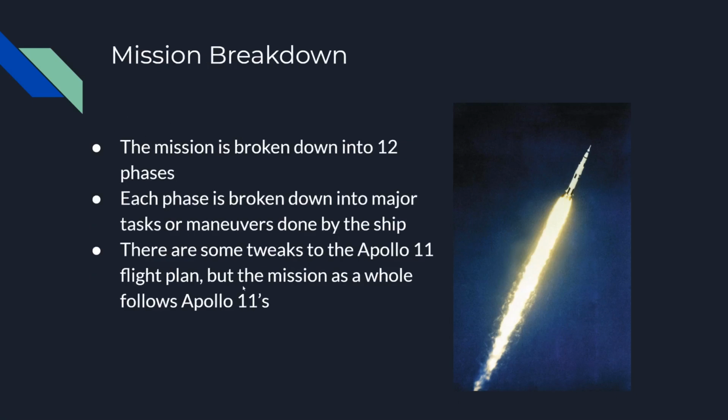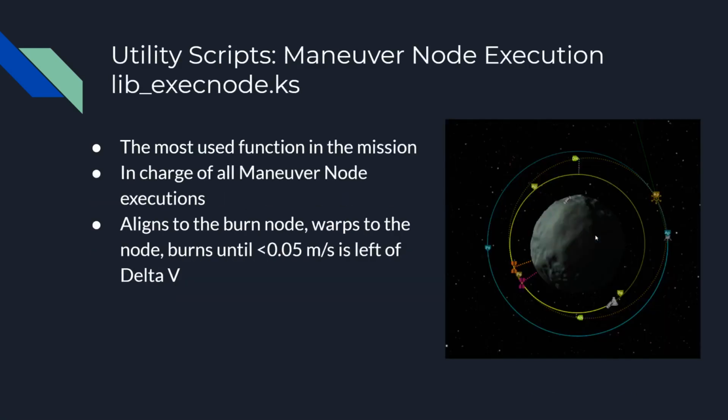The mission is broken down to 12 phases. Each one is just a major task or maneuver that's done by the ship. It's also a good way for me to separate out the script so I can test each phase individually instead of having to run the entire mission as a whole. And then lastly, it follows along with Apollo 11's flight plan. Since I am using the Saturn V, I have to pretty much follow it, but it doesn't follow it to the T. I'm not trying to recreate, you know, where they land or anything like that.